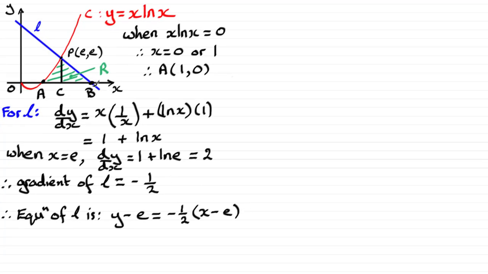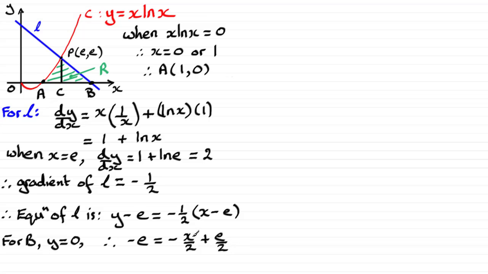All I need to do to get the coordinates of B, or I could say at B, for B, we know that the y coordinate will be 0. So I just substitute that into here, and I've got negative e equals, and I'm going to expand the bracket as well, it'll be easier, minus 1/2 x or minus x over 2. And then we've got minus 1/2 times minus e, so that's going to be plus e over 2.